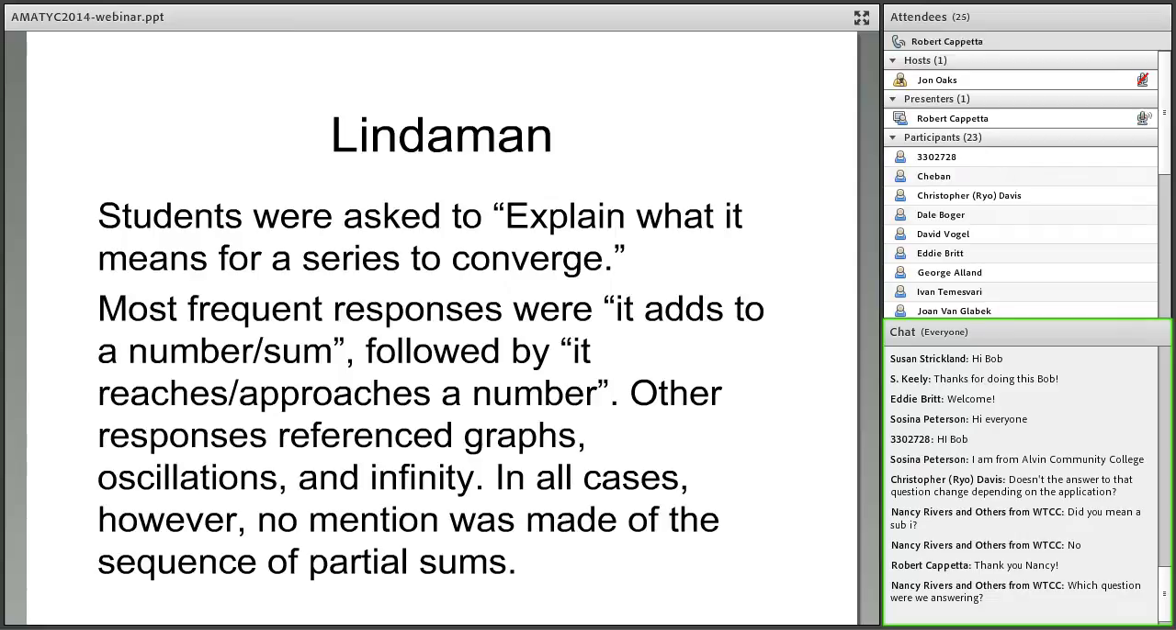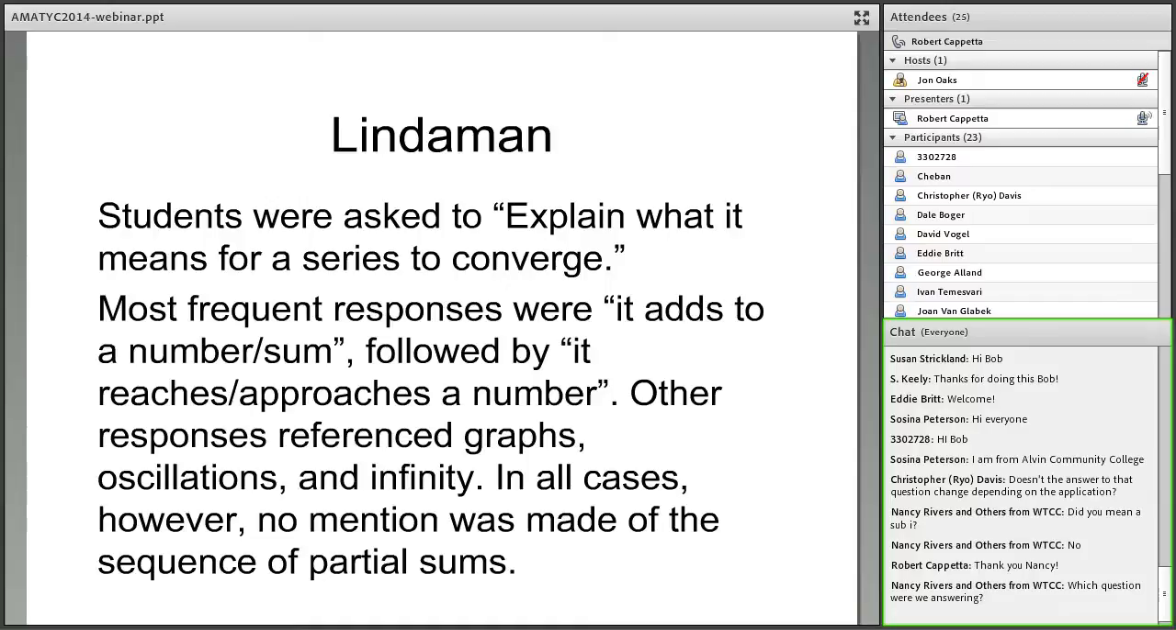Lindemann asks, what does it mean for a series to converge? And I think we might be able to predict what students said. He found that students say it adds to a number or a sum, or it reaches a number. Some might use graphs or talking about infinity. However, he found that nobody made a mention of a sequence of partial sums.